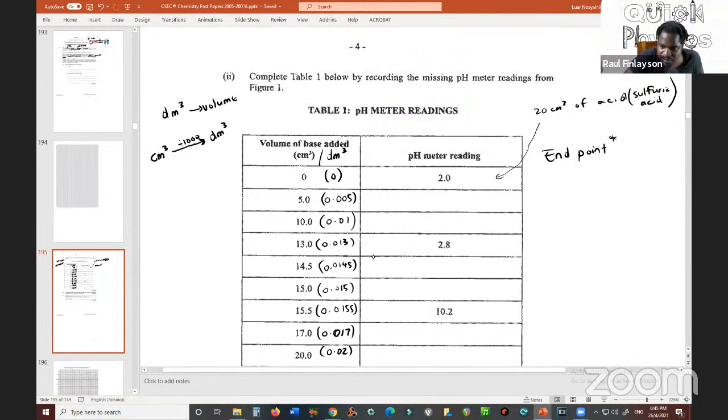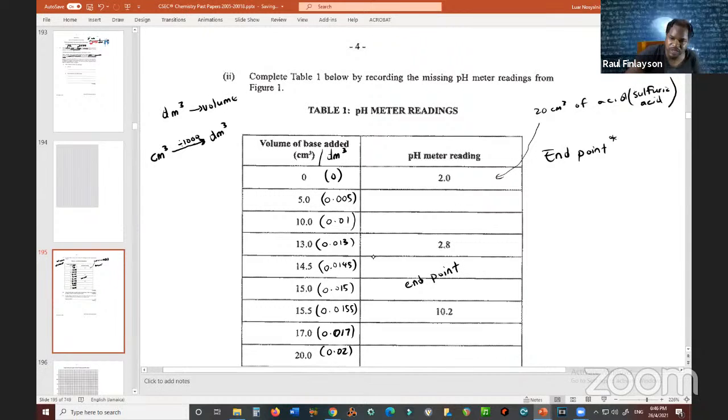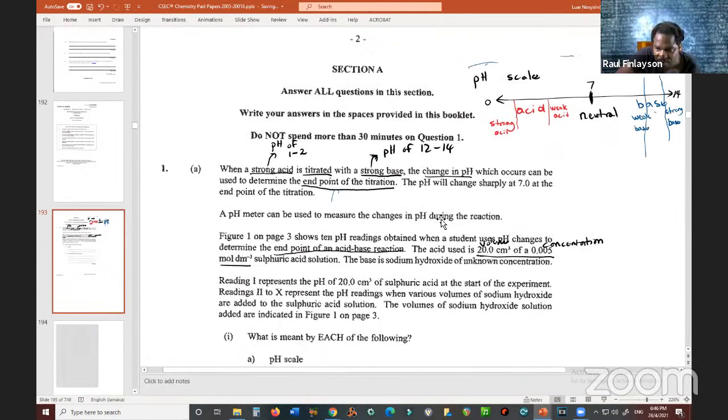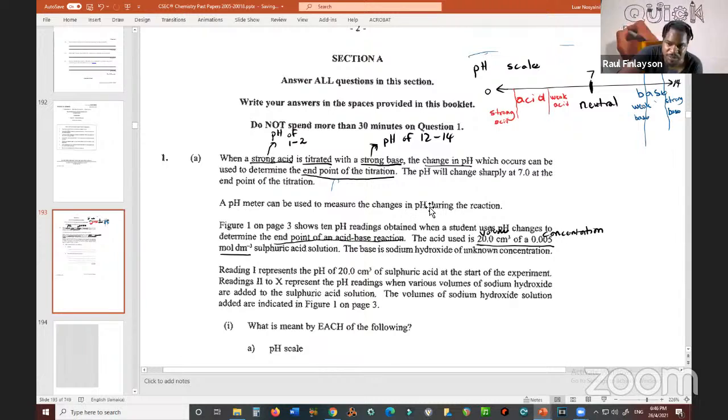Something happened in between here. The endpoint is somewhere here, so we're going to have to find that. I can predict that the endpoint is somewhere there, because where did they say anything about an indicator being used? They didn't say that. No, they didn't use an indicator. The pH scale is actually the indicator.